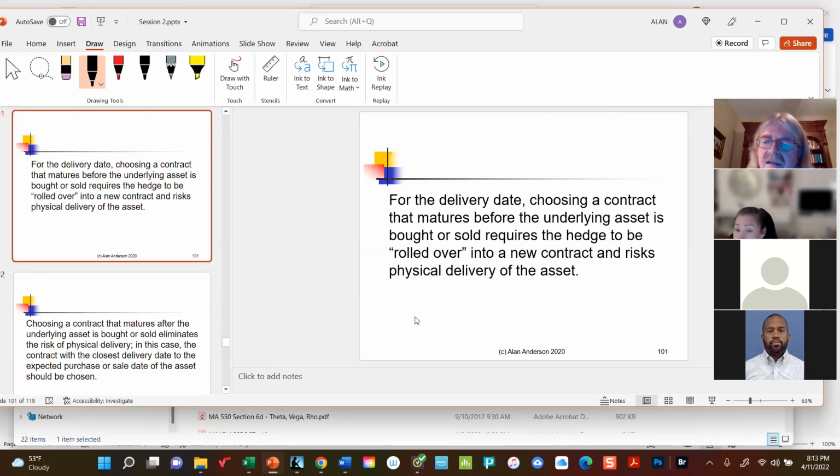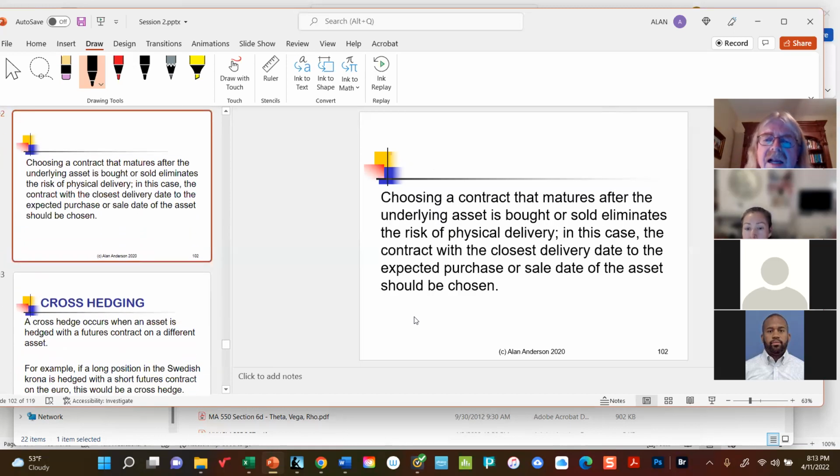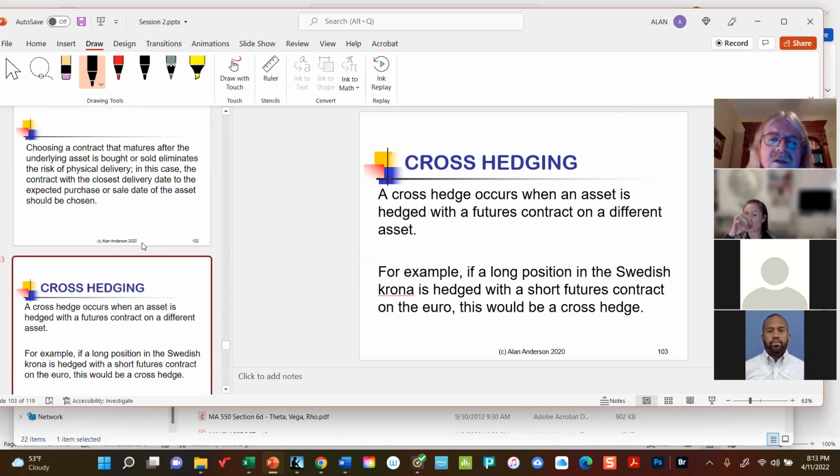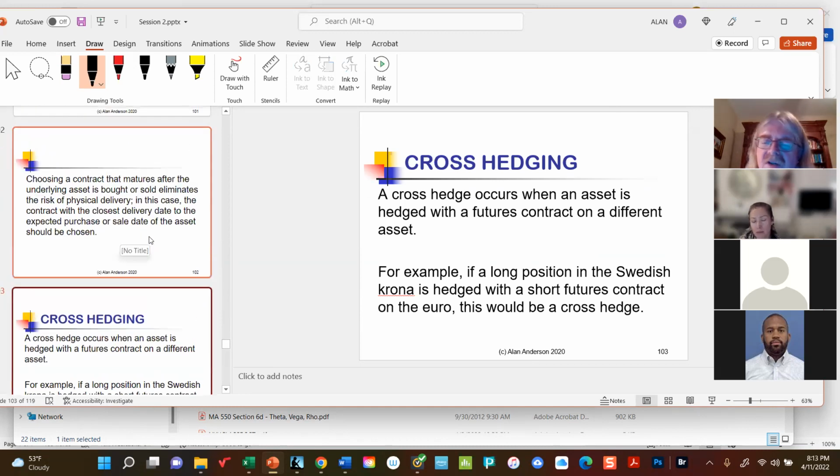The delivery date, if we can't find the exact delivery date, we typically choose a contract that matures later than the hedging date that we need. And cross-hedging, by the way, if you're using cross-hedging it means you're using a contract that is not exactly the same as your exposure. So when we use a euro futures contract to hedge the risk of the Icelandic krona, that's an example of cross-hedging.